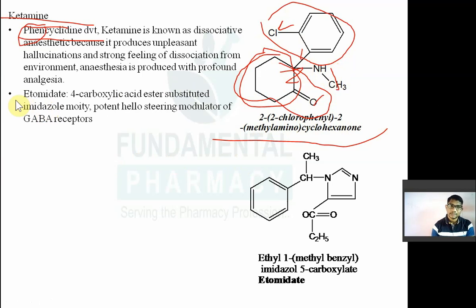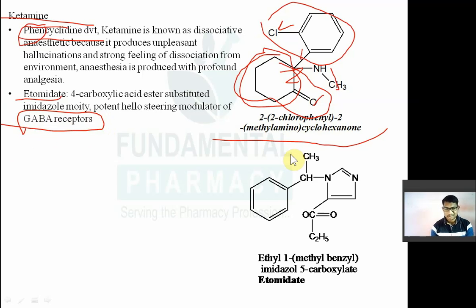Now next drug is known as etomidate. Etomidate, so it is a carboxylic acid ester substituted imidazole moiety. So carboxylic acid derivative है, imidazole moiety है उसमें, that is etomidate. It is a potent modulator of your GABA receptor. It increases the concentration of GABA. ये GABA का concentration बढ़ाएगा etomidate.